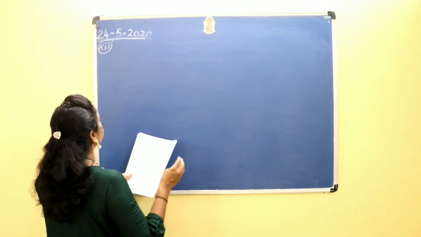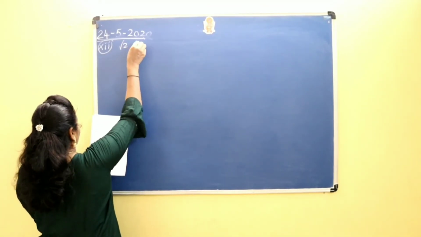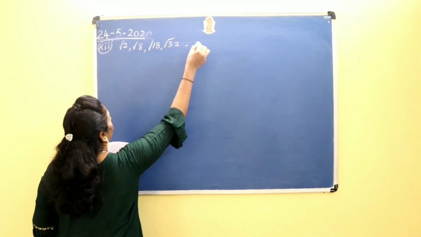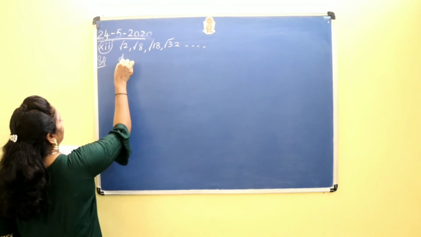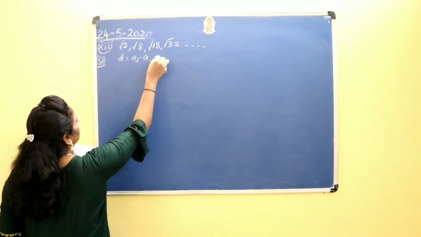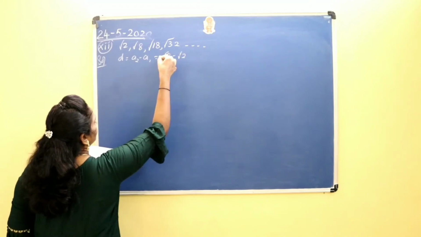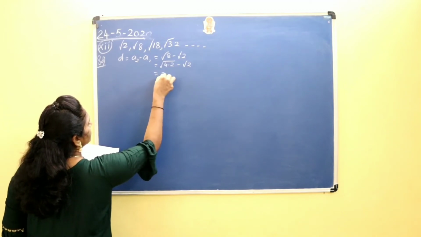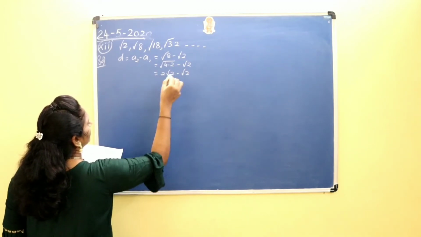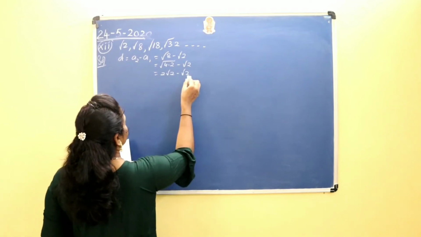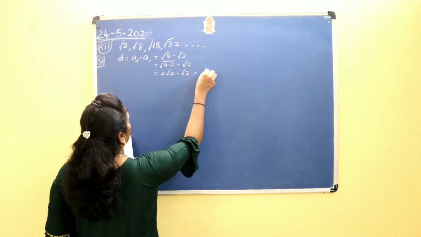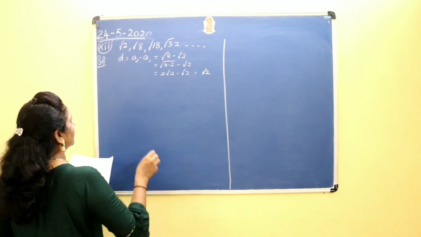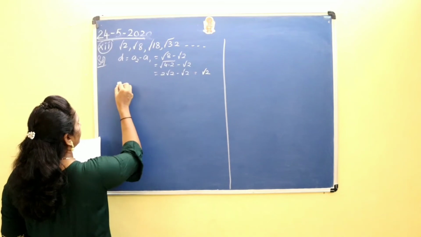Coming to the 12th question. Root 2, root 8, root 18, root 32 and so on. Here find D is equal to A2 minus A1, root 8 minus root 2. Root 8 can be written as root of 4 into 2, so it is 2 root 2 minus root 2. 2 root 2 minus 1 root 2 will give you root 2.